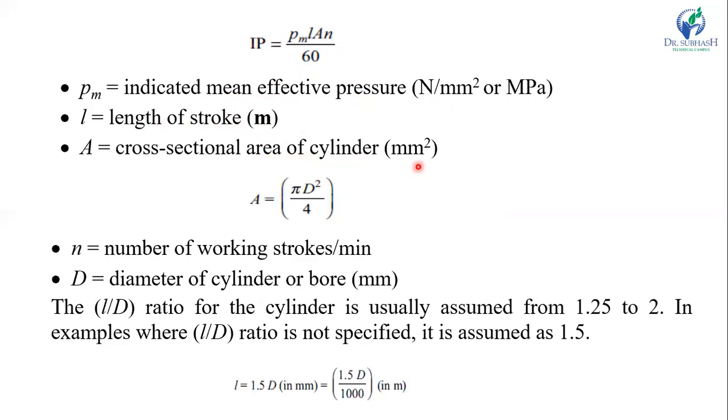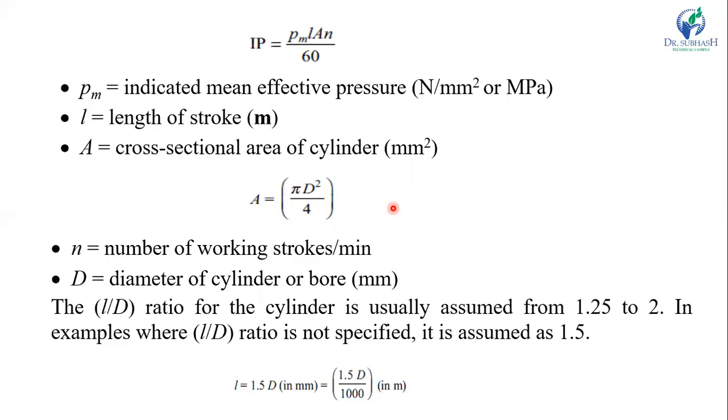So we know that if capital D is the bore diameter, then the area A is equal to pi by 4 D square. The cross-sectional area of the cylinder is given by pi by 4 D square. N is the number of working strokes per minute, and D is the diameter of the cylinder or bore diameter, in millimeter.